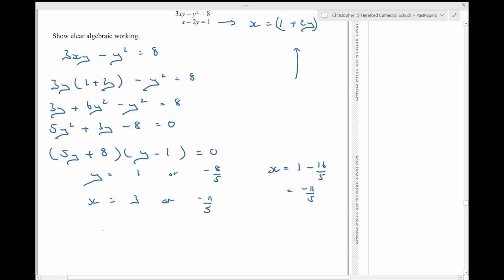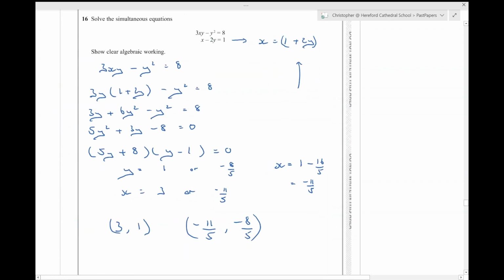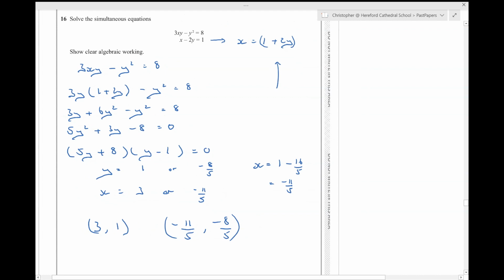And remember, you need to make it clear that each set is a sort of pair. So I'm going to write 3, 1, and minus 11 over 5, minus 8 over 5, to make it clear that I haven't got 4 solutions, I've got 2 solutions, each one is a pair. And that's question 16 done.